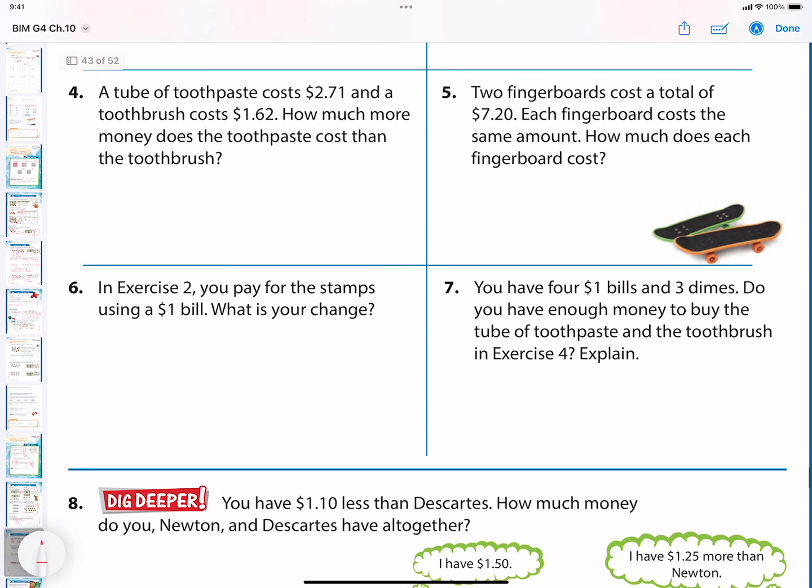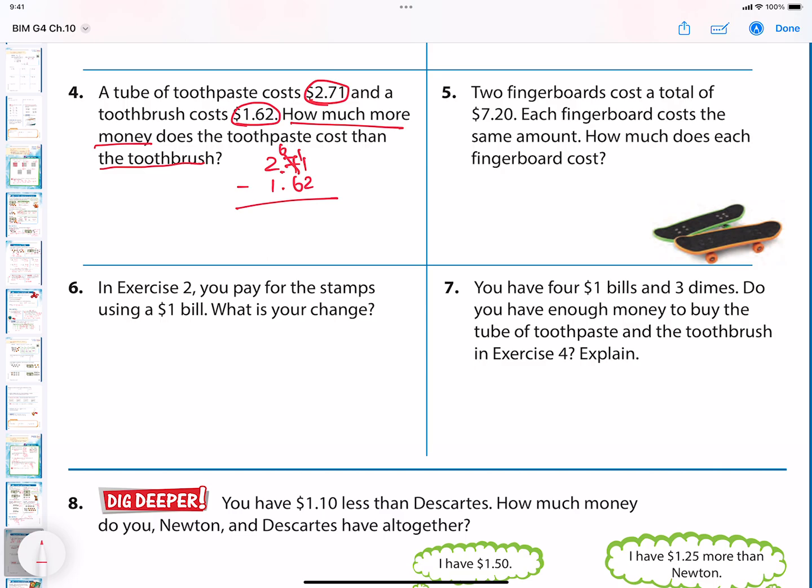Okay, number 4. A tube of toothpaste costs $2.71, and a toothbrush costs $1.62. How much more money does the toothpaste cost than the toothbrush? When you hear how much more, that's what? Yes, find out the difference, which is subtraction. Okay, let's take a look. $2.71, but then what is the difference? 62. You're going to take away 2 from 1, so it becomes 6, and 1 becomes 11.